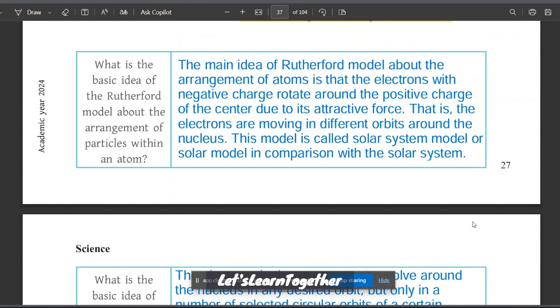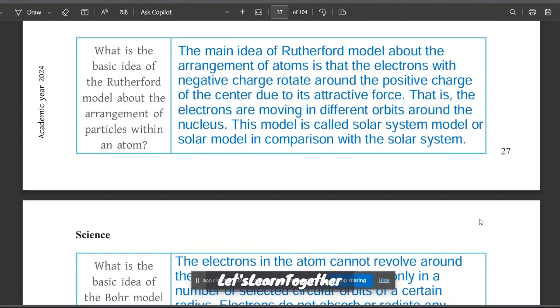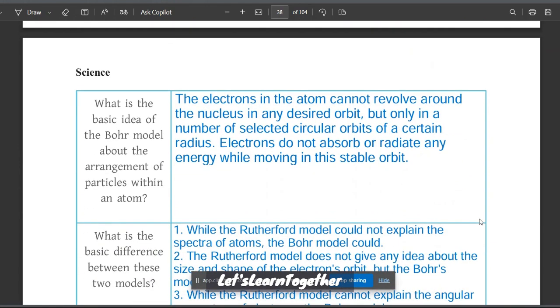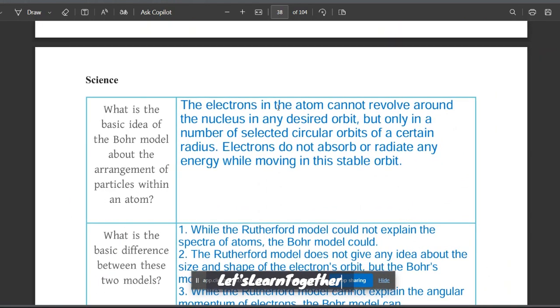This model was compared with the solar system model, but this concept was later on proved to be wrong, because we cannot compare a chargeless planet with a charged particle, right? That's the reason. And then this is the description of the Bohr model: the electrons in the atom cannot revolve around the nucleus in any desired orbit, but only in a number of selected circular orbits of a certain radius. Electrons do not absorb or radiate any energy while moving in these stable orbits.